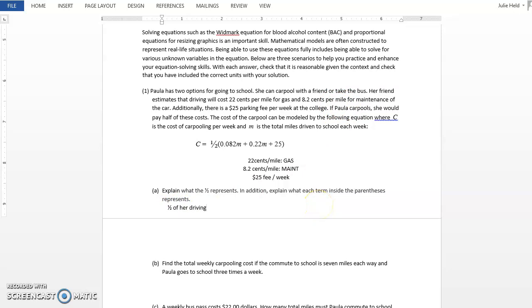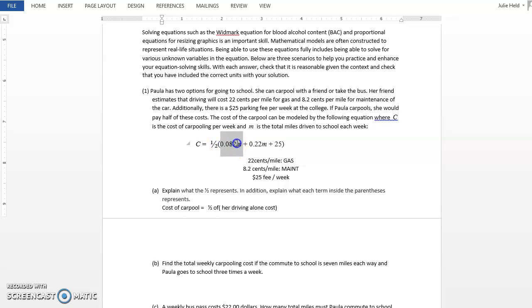So the cost of her driving, I'll say alone cost, right? If she drives alone, then that's an amount. And if we take the cost of her carpool, that equals half of her driving alone cost. So whatever's in the parentheses up there should be the total cost if she didn't carpool, right? So let's analyze that. It says explain what each term inside the parentheses represents.